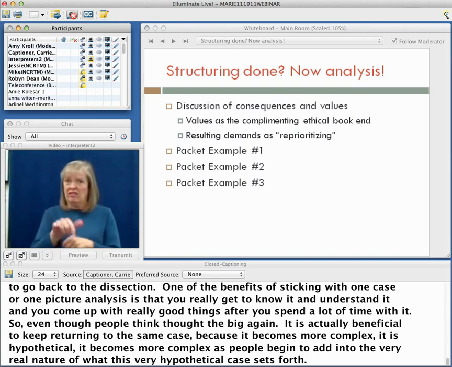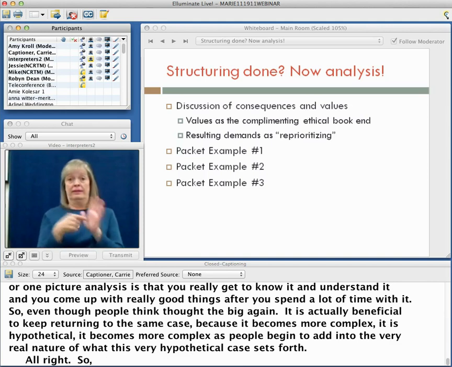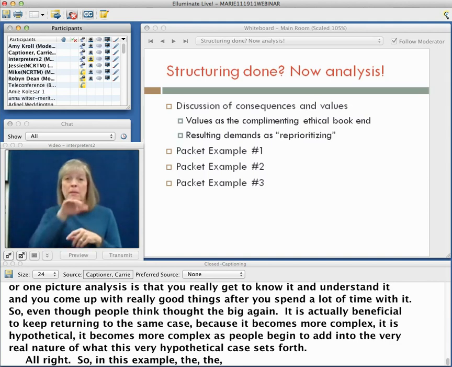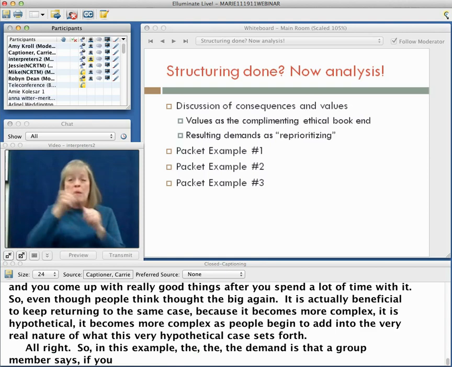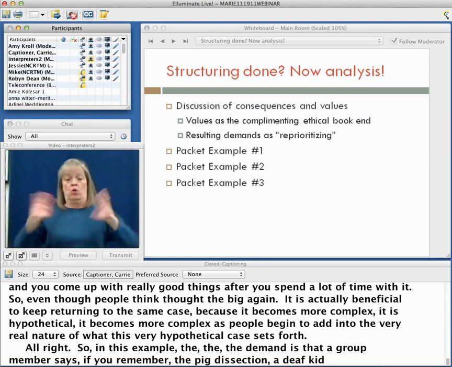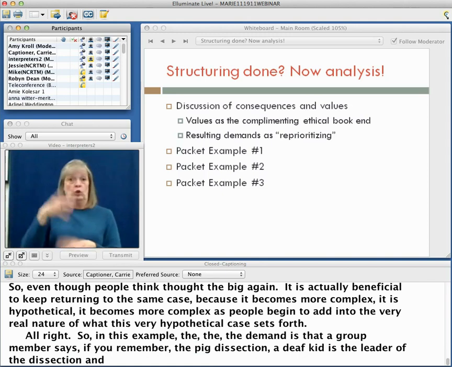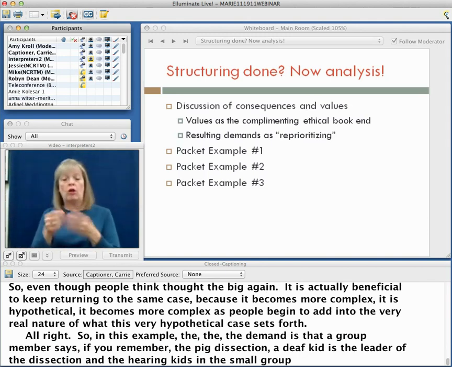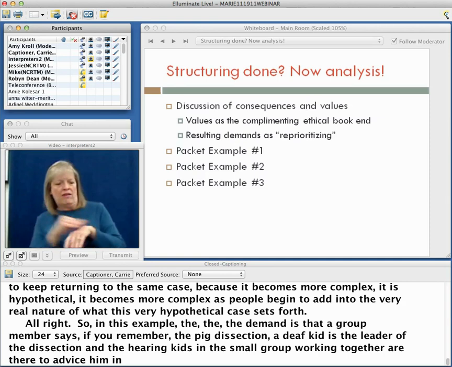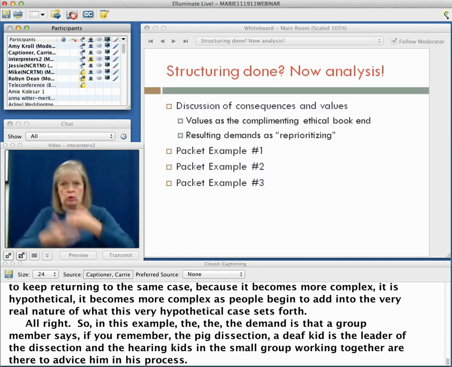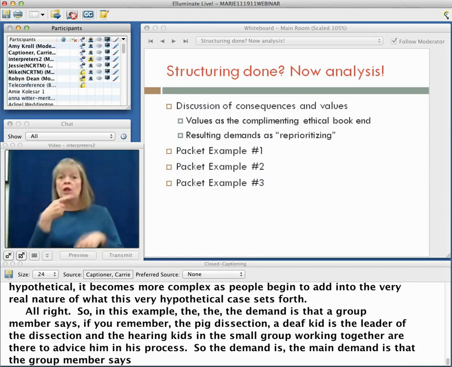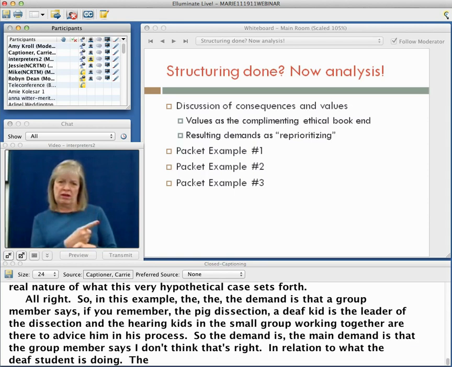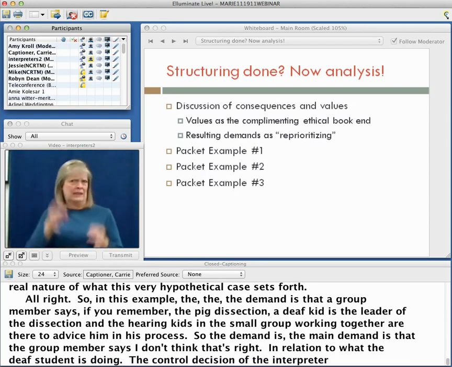All right, so in this example, the demand is that a group member says, well, if you remember the pig dissection, you've got a deaf kid who's the leader of the dissection, and the hearing kids in the small group working together are there to advise him in his process. And so the main demand is the group member says, I don't think that's right in relation to what the deaf student is doing. And the control decision of the interpreter is to say, do you want me to interrupt and tell him?